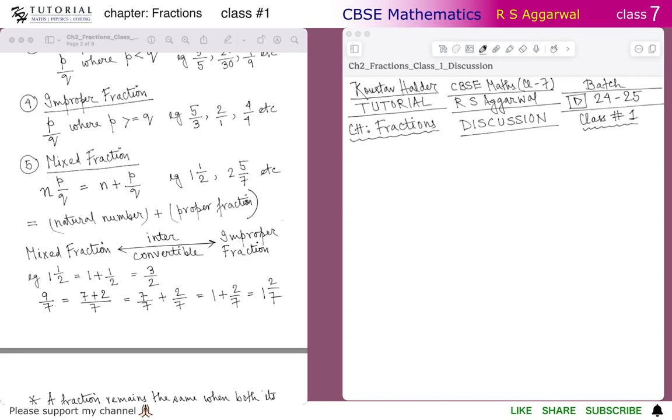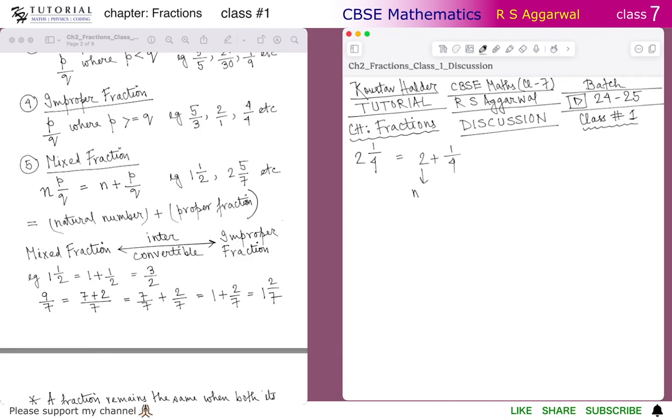Natural number means starting from the counting numbers 1, 2, 3, 4, 5, 6, and p by q will be a proper fraction. So, for example, in your previous classes, I guess you have already studied that a mixed fraction like 2 upon 1 by 4 is basically 2 plus 1 by 4. So 2 is the natural number and 1 by 4 is the proper fraction.